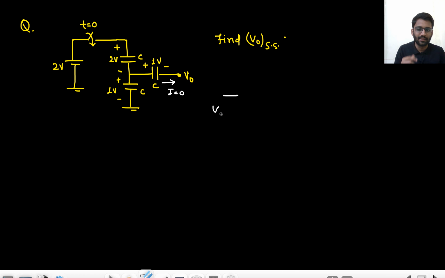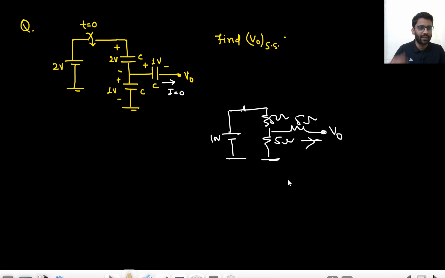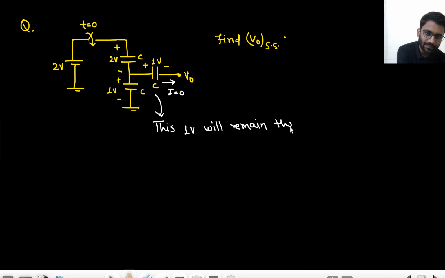What I am saying is that let's just understand it with a resistor network. So I have a 10 volt battery, 5 ohm resistance is there, 10 volt, 5 ohm, and I make this 5 ohm and I call this as V0. Will there be any current? No, because this is open ended, right? So 1 volt will remain there as it is. As it is. No current, no charging, no discharging. 1 volt will be there as it is.